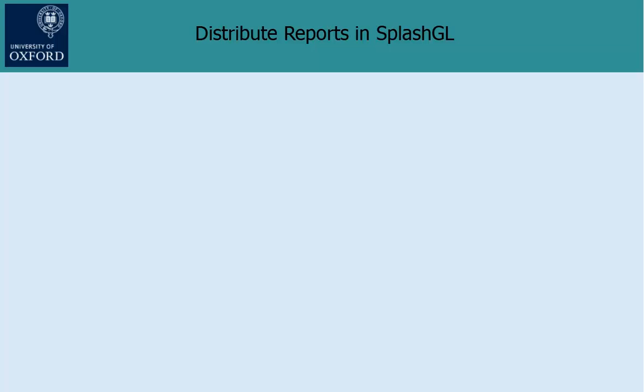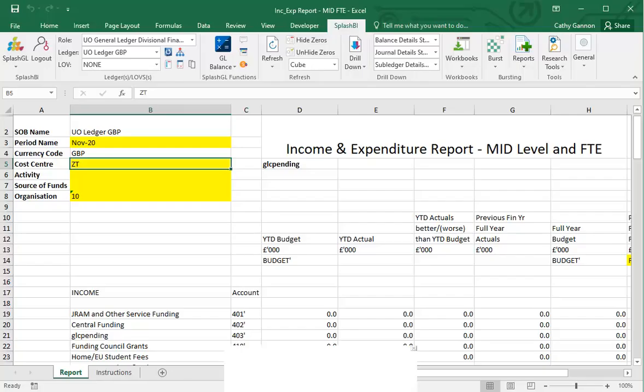Hello, this topic is all about how to distribute a report in SplashGL. Once you've created the distribution lists, you're ready to burst and distribute a report to all interested parties in one activity. You must have the workbook open but not burst.